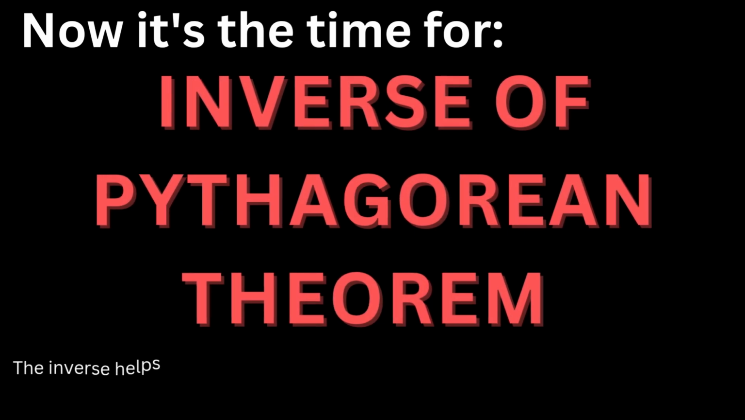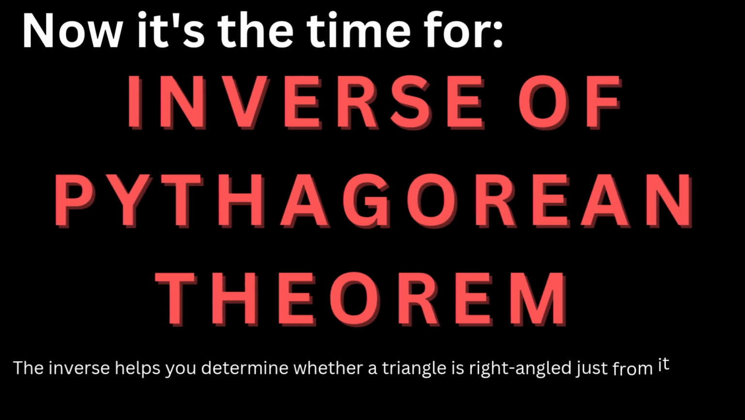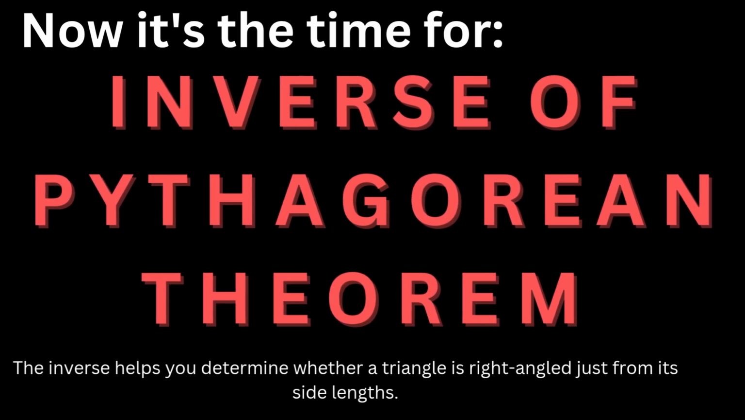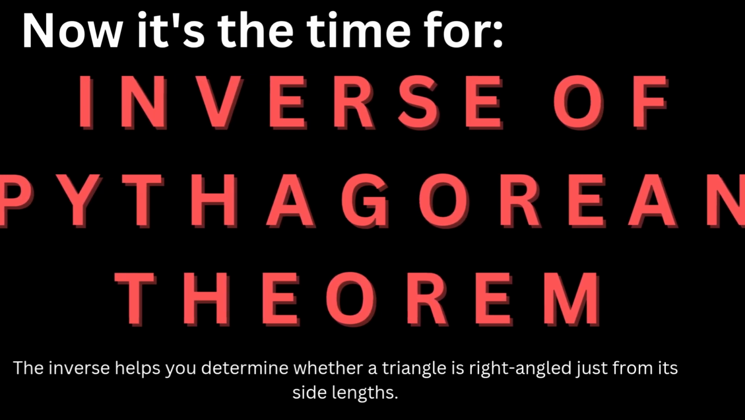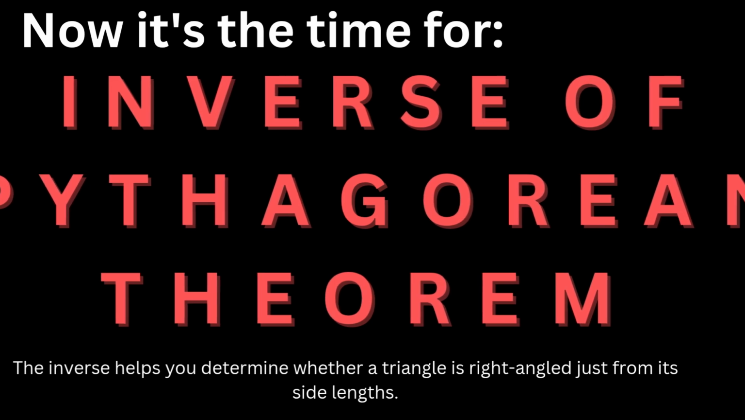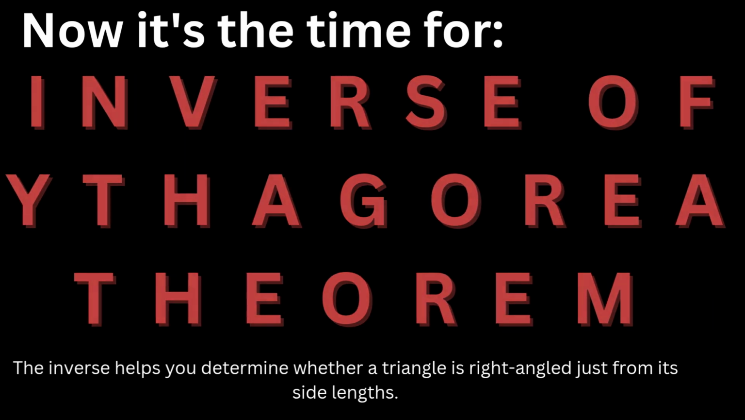Now it's time for the inverse of the Pythagorean theorem. While the original Pythagorean theorem says, if a triangle is right-angled, then a squared plus b squared equals c squared, the converse or inverse says, if a squared plus b squared equals c squared, then the triangle is right-angled.